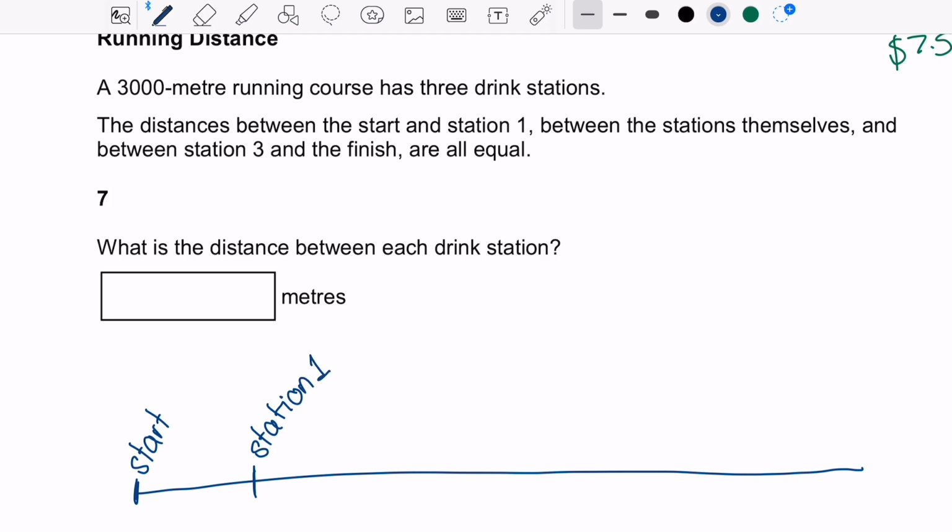And I know there's 3 drink stations, so station 2, station 3, and then I have the finish.